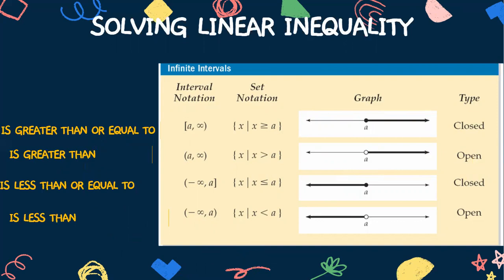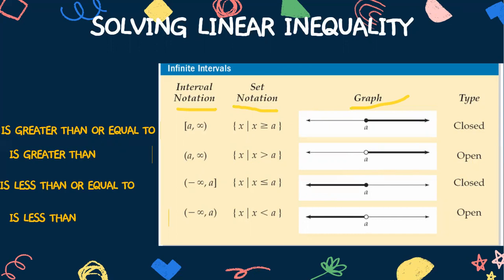When we solve a linear inequality, let's remember our infinite intervals. We will use three things: interval notation, set notation, and the graph. It's easy to remember. When the given is greater than or equal to, the interval notation is a, the value that we got, and then the infinity sign.